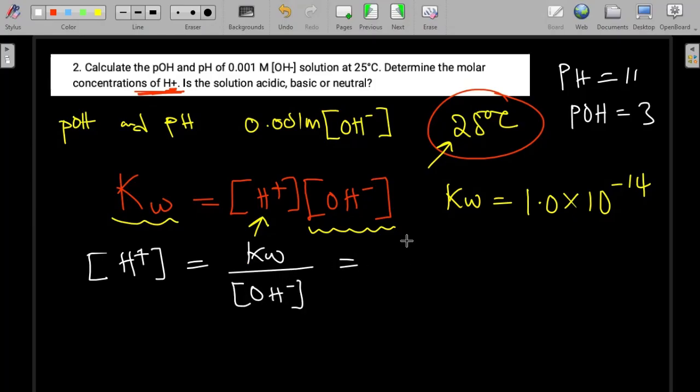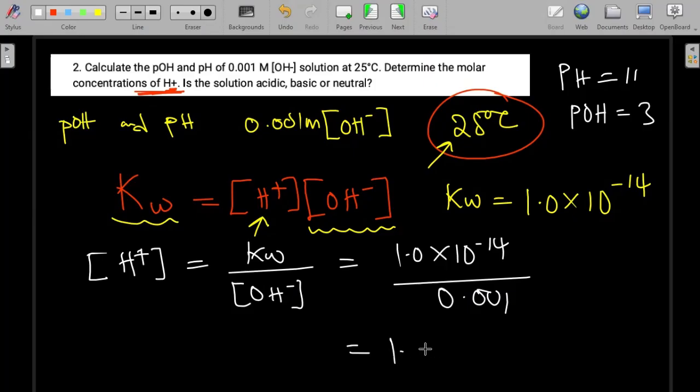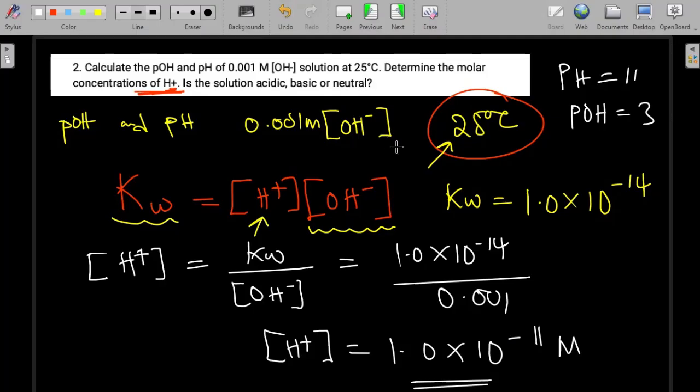Okay, so the Kw is 1.0 times 10 to the power minus 14 divided by 0.001. So we can punch that onto the calculator. I'm getting 1.0 times 10 to the power minus 11 molar. Okay, so this one here will be our molar concentration of the H plus.